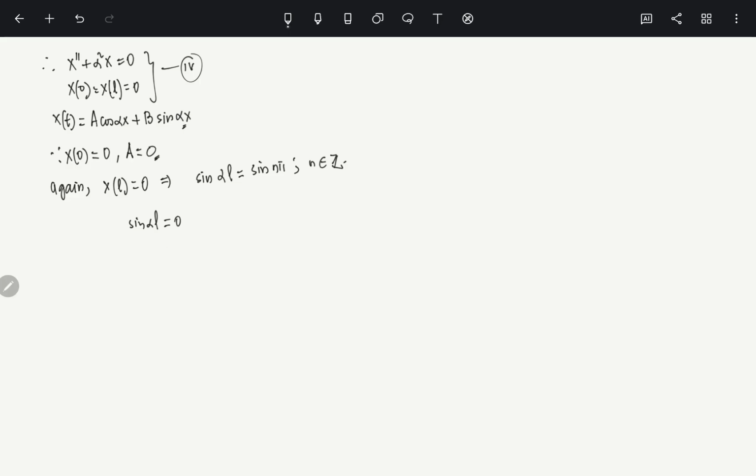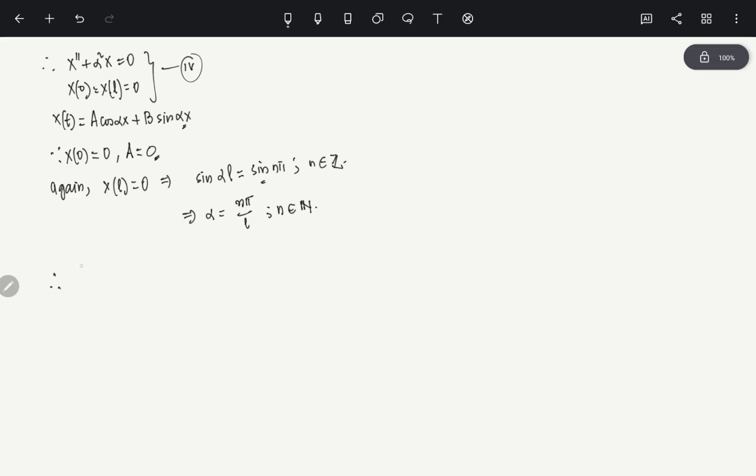So we are left with sine of alpha L is 0, which is sine of n pi. So sine of alpha L equals sine of n pi, which will imply that alpha is equal to n pi by L. And you can take n to be n also, absolutely no issue. Essentially it will be the same thing, so I'm just taking n to be n. Now if you substitute that in the equation, what do you get?